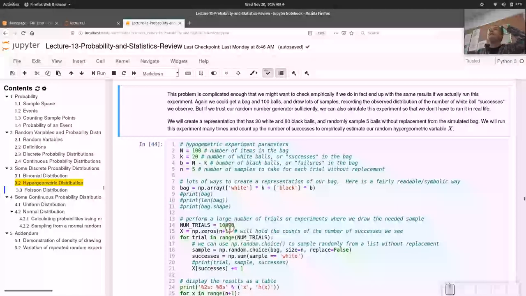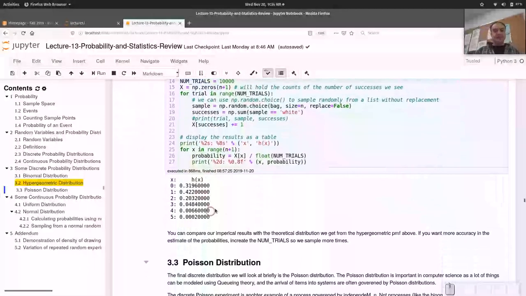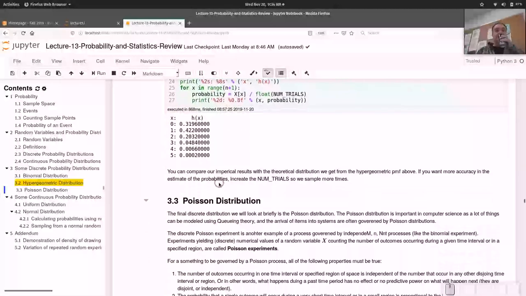It won't take all that long to run it a billion times and confirm this discrete distribution here. So.